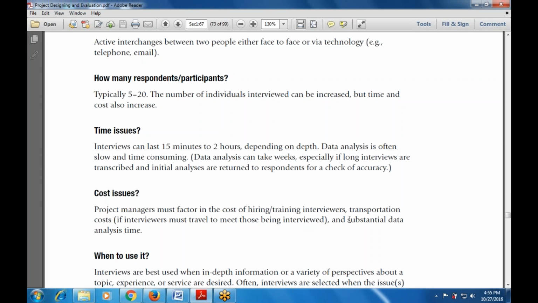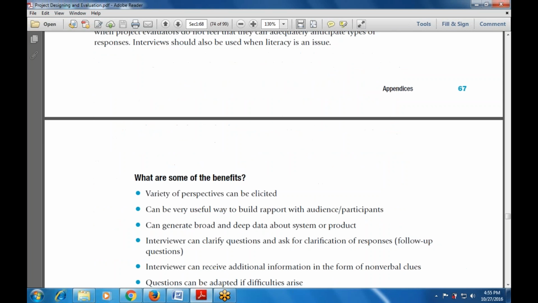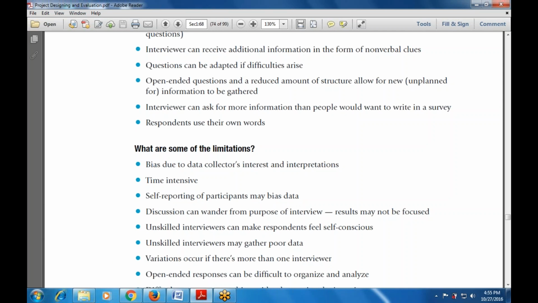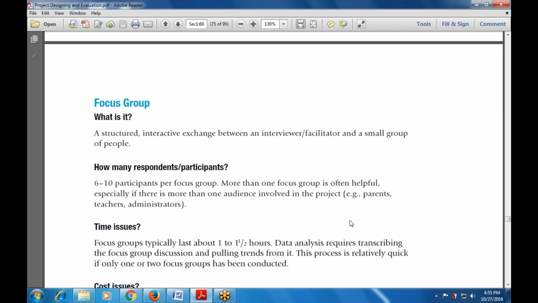Now, next is when to use it. What is the main time period when to use the interview? What is the requirement of this one? Then what are the benefits of the interviews, and what are some of the limitations? Then the next one is the focus group.